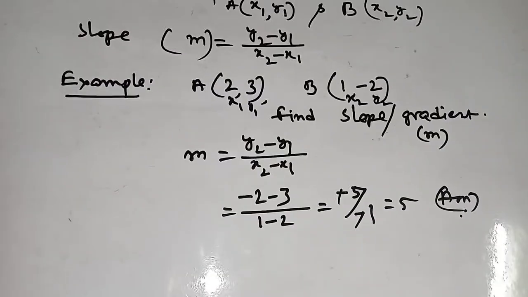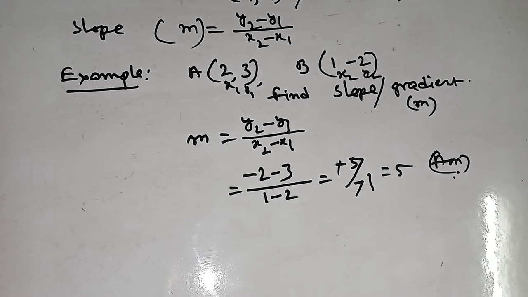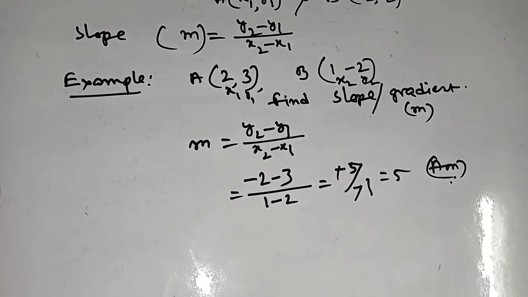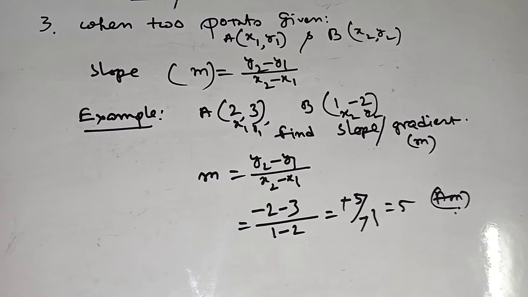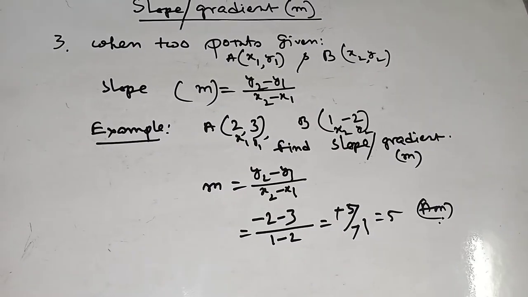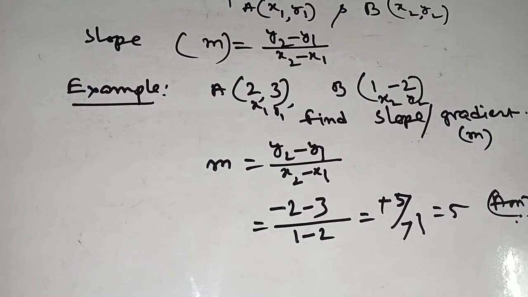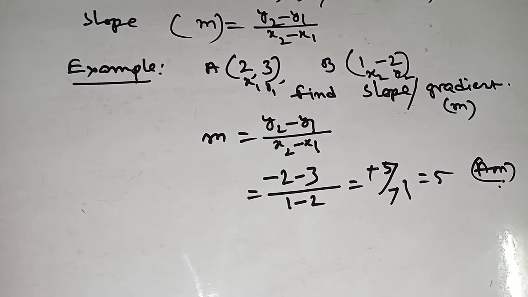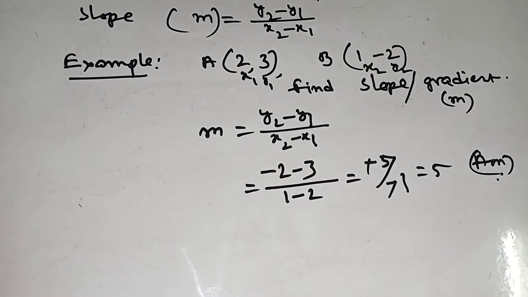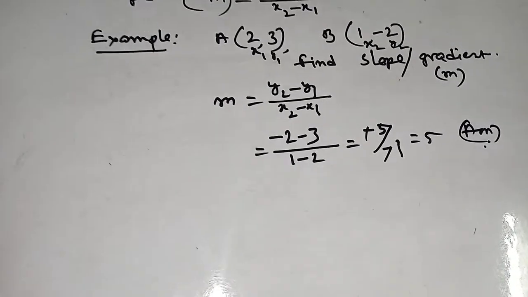That means when two points are given, then you can find the slope by the formula of y2 minus y1 by x2 minus x1. One point is given, 2, 3 and 1 minus 2. Then slope equal to m, y2 minus y1 by x2 minus x1. That is minus 2 minus 3 by 1 minus 2. You will get the result 5. 5 is the slope. Next, 4.